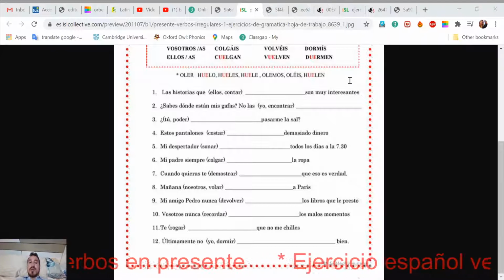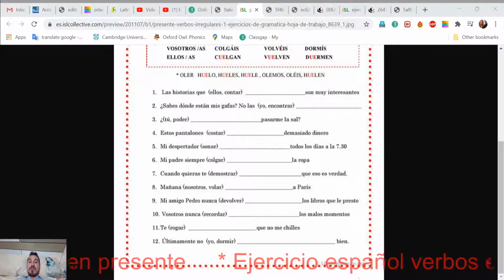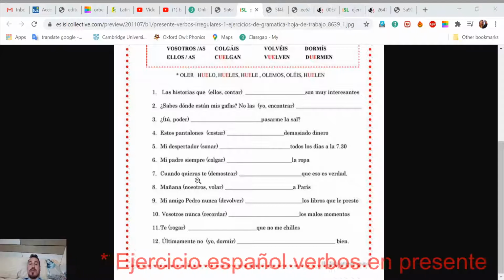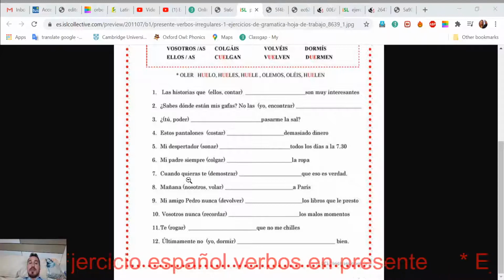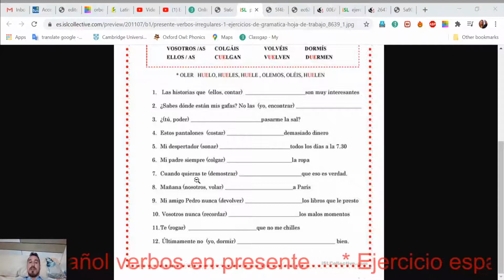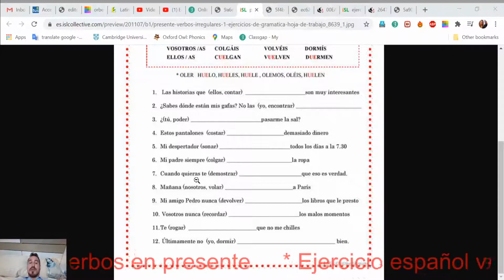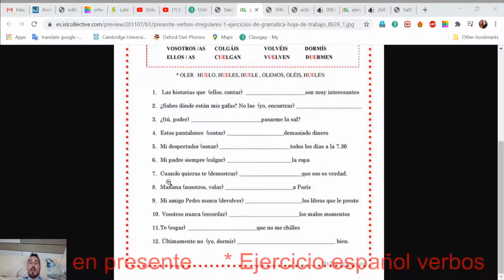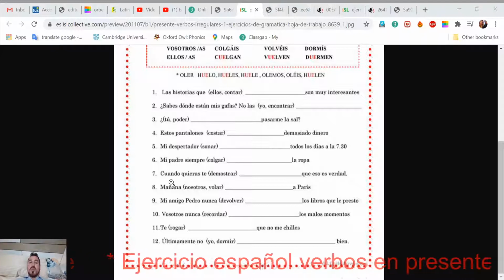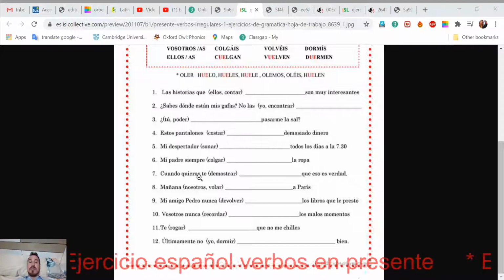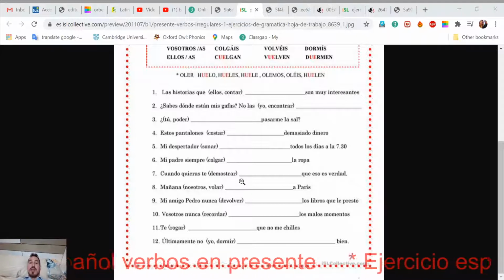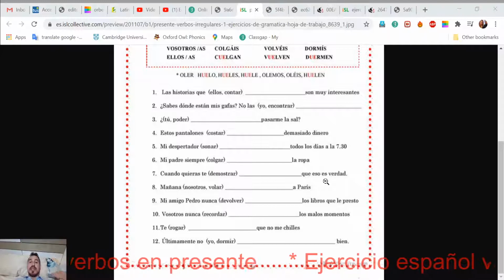7. Cuando quieras te demuestro que eso es verdad. So yes, this is querer, but this is subjunctive. As you can see, you get the last vowel change. We use this subjunctive a lot with cuando when we mean a possible future. So whenever you want, basically, yeah. Whenever you want, I can show you that is true.